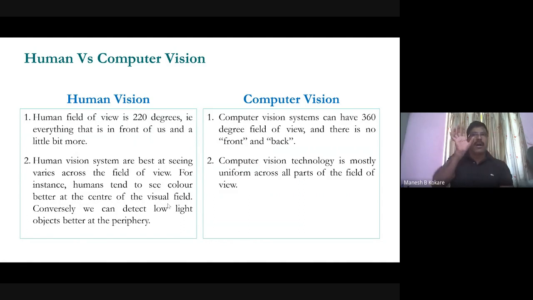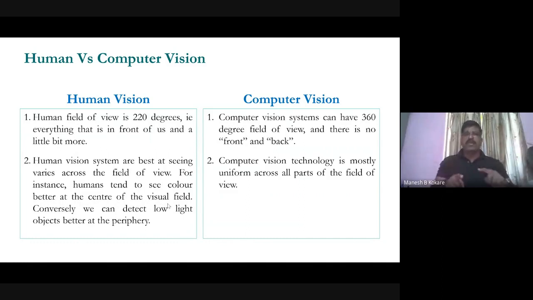Because your foveal region is directed to the center, and in that foveal region there is a high concentration of cones, and because of the cones we can see color better at the center. Whereas at the periphery of your retina, a high density of rods is present, and these rods detect low-light objects better in the periphery.